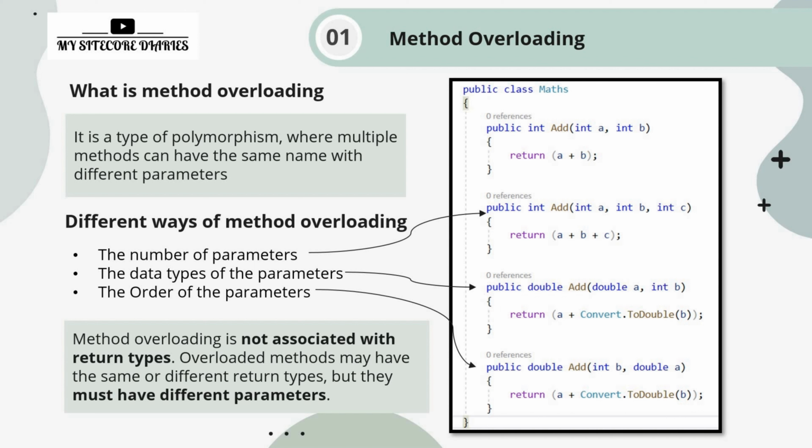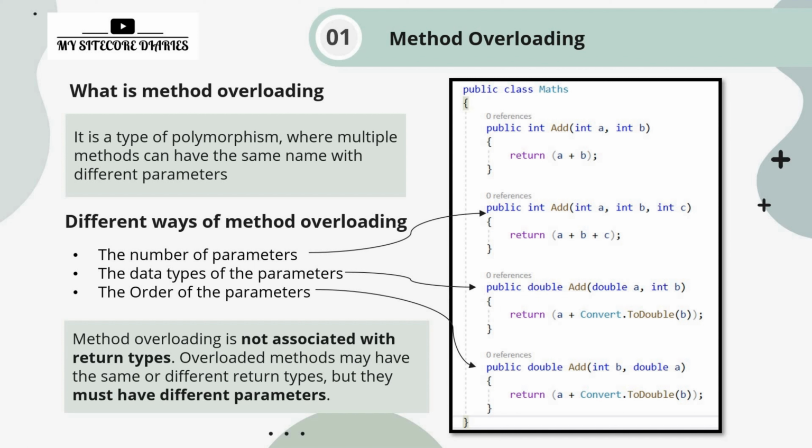So you cannot override with the return type. Overloaded methods may have the same or different return types. If you see here, we are returning an integer, whereas in this case we are returning a double.